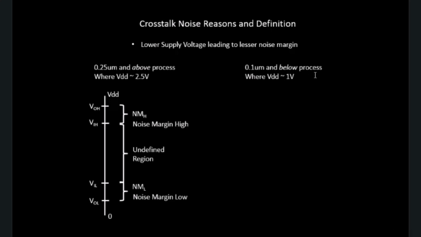One of the major reasons is power. Once you reduce the voltage, the power dissipation of that circuit, the static, dynamic, and all kinds of power dissipation that we have learned in other videos, is reduced. There are several exhaustive reasons for having a lower supply voltage for 0.1 micron and below processes, and power is one of those reasons.